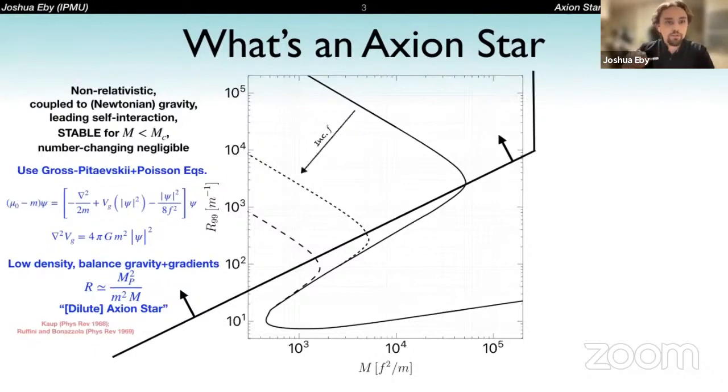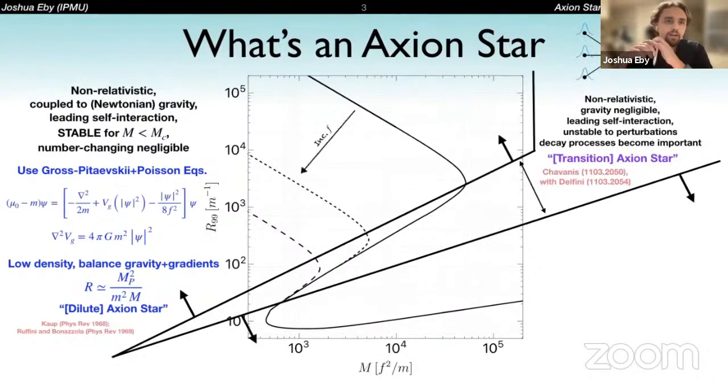This maximum mass corresponds to the turn on of the leading self-interaction, which is generally attractive. So when this self-interaction turns on, it actually destabilizes the star, and that's what leads to collapse. But as long as you stay below that maximum mass, you can simply solve the Gross-Pitaevskii-Poisson equations. It's basically a nonlinear Schrodinger equation coupled to gravity. And the solutions are easy to find. So this is generally what's now called a dilute axion star to distinguish from the others. And these solutions were found in the first place, many decades ago.